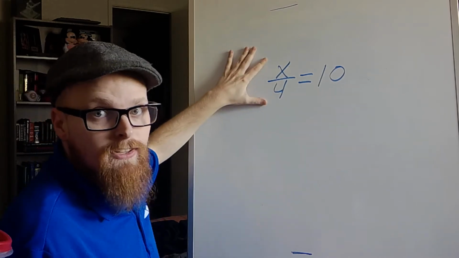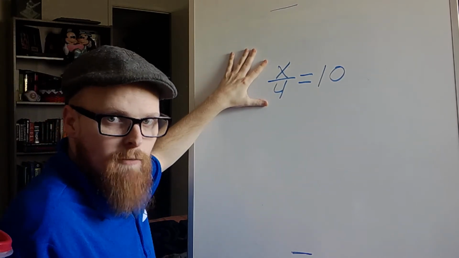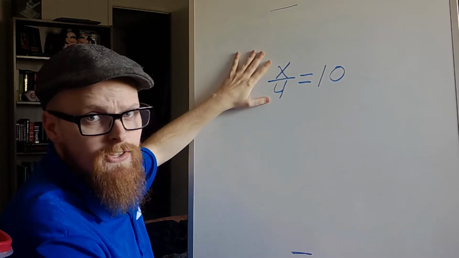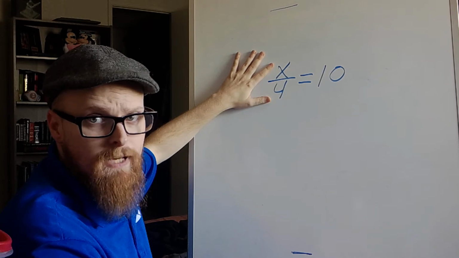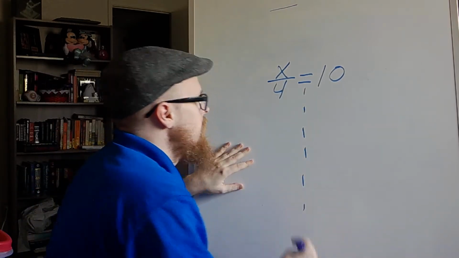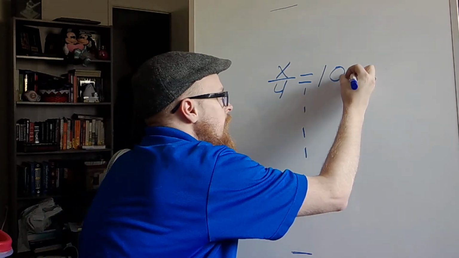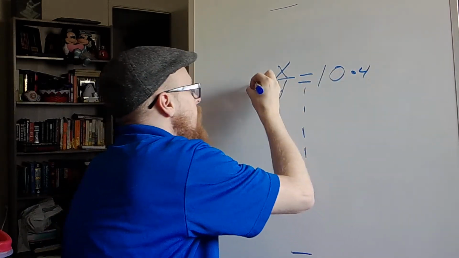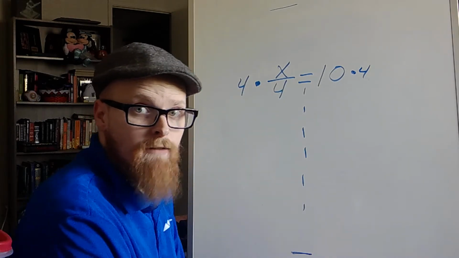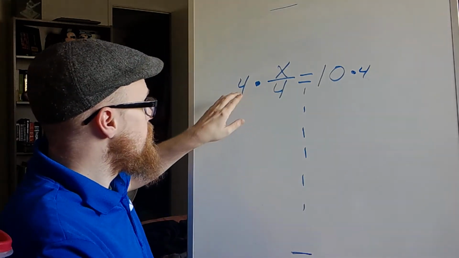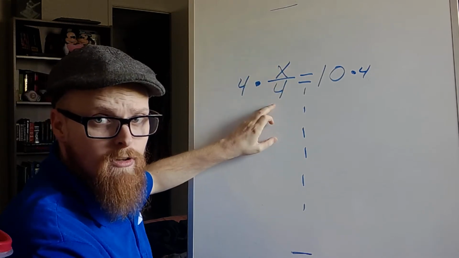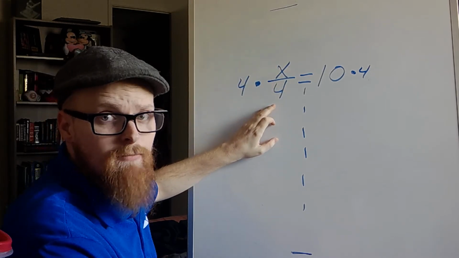Because of the way this looks, it tends to freak people out. Because they will look at it and say, that's not a division problem, it's a fraction. Fractions are division problems. Okay? So the opposite of division is multiplication. Multiply both sides by 4. Okay? 4 times x will give me 4x. 4x divided by 4 will give me x.